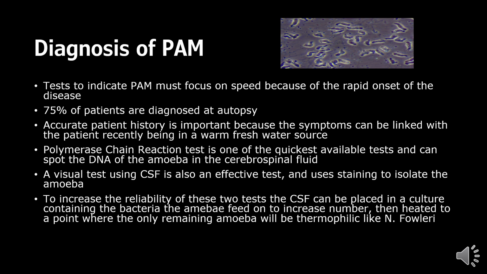A visual test using cerebrospinal fluid is also an effective test and uses staining to isolate the amoeba. To increase the reliability of these two tests, the cerebrospinal fluid can be placed in a culture containing the bacteria the amoeba feed on to increase the number, then heated to a point where the only remaining amoeba will be thermophilic like Naegleria fowleri.